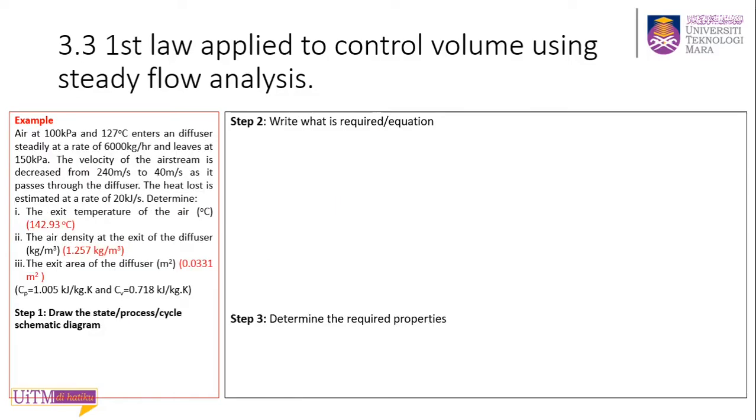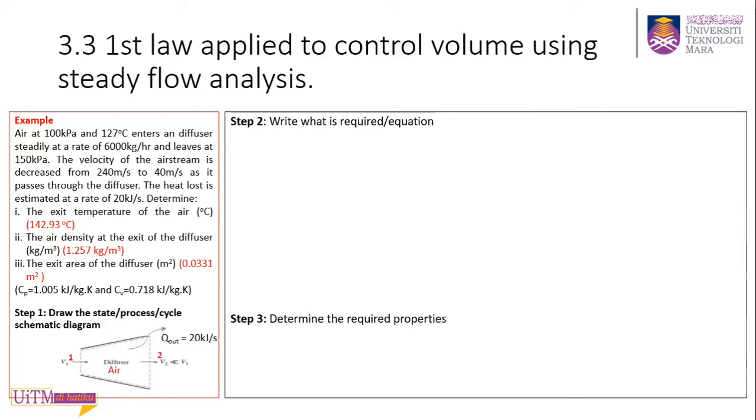Now, let's go through the second example for diffusers. Feel free to pause to read and understand the question properly. For step 1, please try to draw the schematic diagram and remember to label the inlet and exit states. Also label the amount of heat loss from the system because this is mentioned in the question.